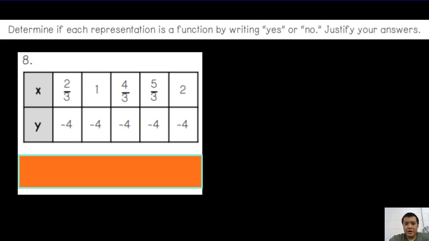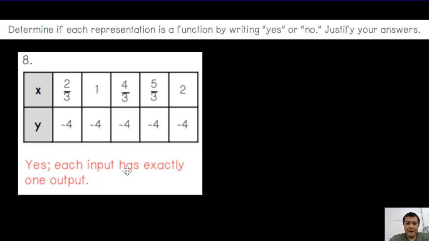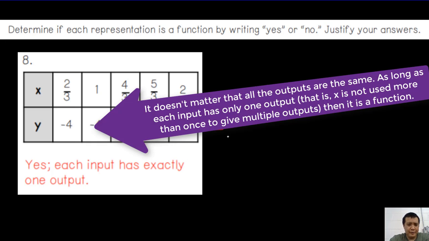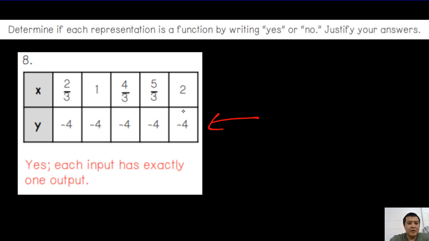Go ahead and determine if number 8 is a function. This is a function, because each input has exactly one output. It does not matter that the outputs are all the same. As long as every single x is only used once, and the x's don't have repeats with different outputs.